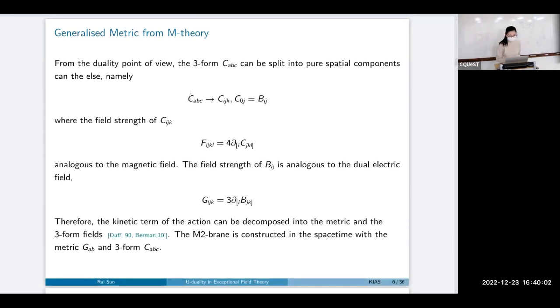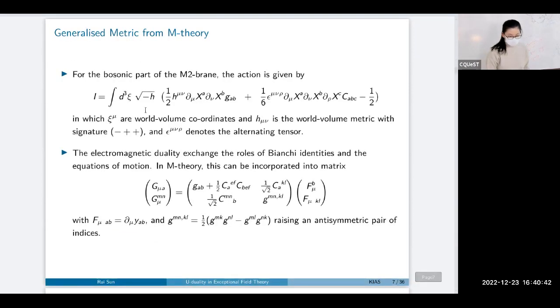So from the duality point of view, this three form can be split into two parts. So this is a classical thing. The field strength is represented by this, and this part is the partial derivative of the B field. This M2-brane here is what's given in this paper. This M2-brane is constructed in the space-time with the metric and also the three form. So the bosonic part of this M2-brane action is given by this.